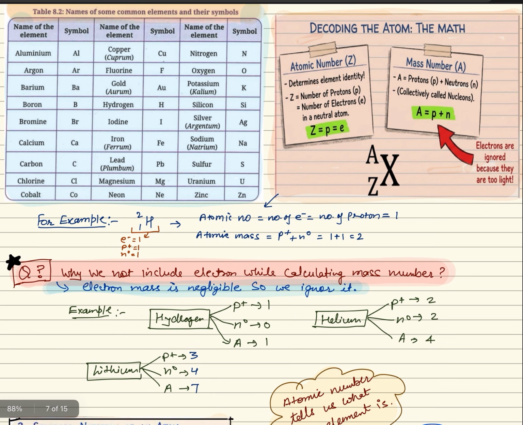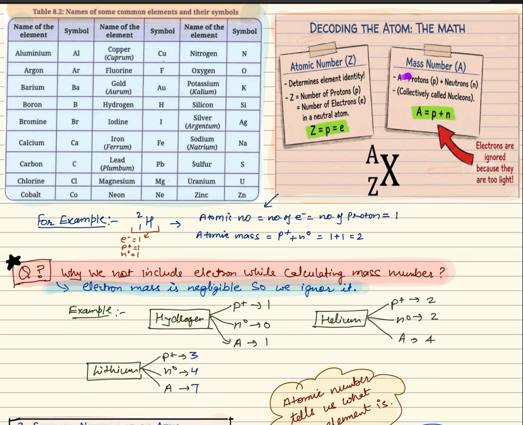Now let's decode the atomic number and atomic mass. These are the symbols given to the elements, and this is how they are represented. Atomic number is represented with Z, and atomic mass with A. Atomic number determines element identity. By seeing the atomic number you can identify the element. For example, helium's atomic number is 2, so it is at the second place, so it is helium. Sodium has atomic number 11, so it is sodium. This is how atomic number gives identity. And atomic number is equal to the number of protons and the number of electrons.